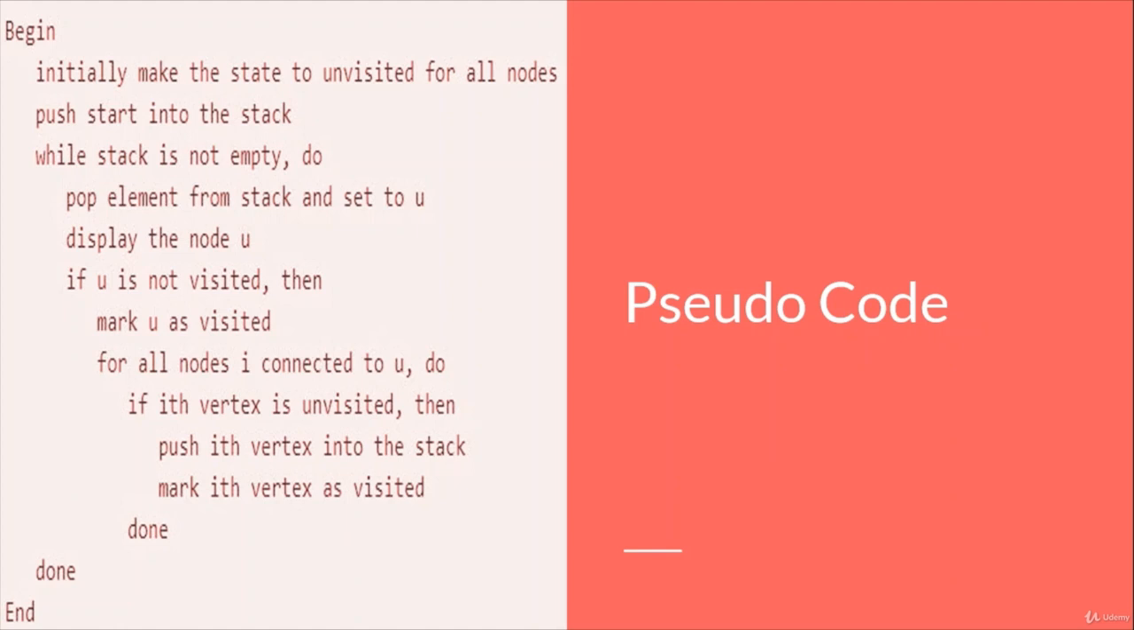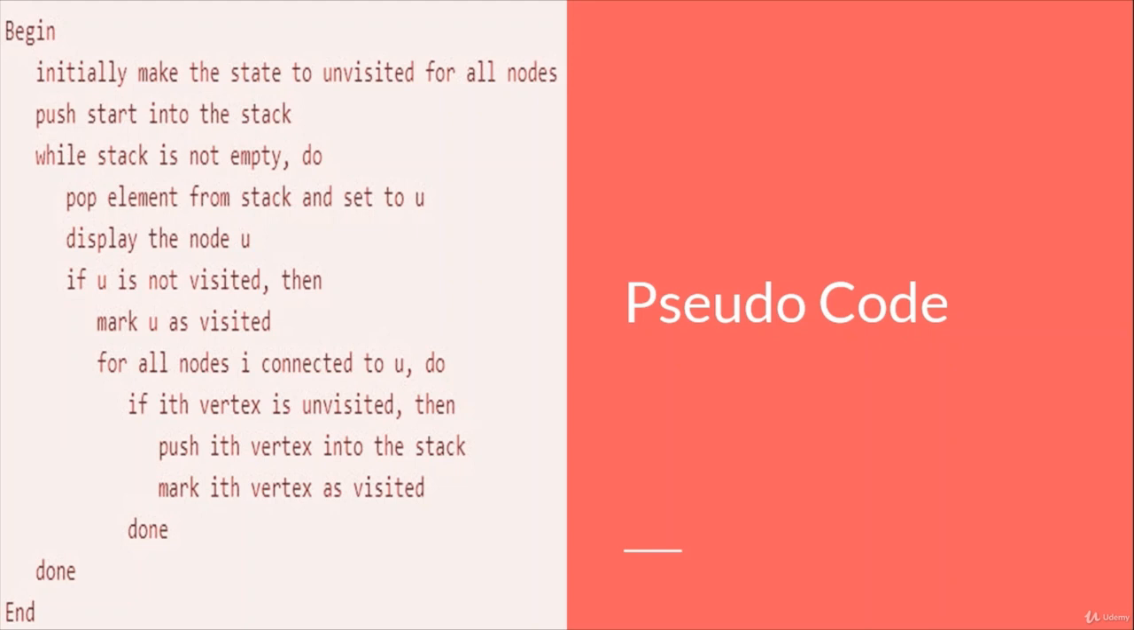The following pseudo code explains the algorithm very well. We first begin the code and initially mark all the nodes as unvisited, then push the start element into the stack. We then perform an iterative while loop which continues working until the stack is not empty. Here we first pop the element from the stack and set it as U, and then we display the node U. We then use a conditional statement and check if U is not visited.